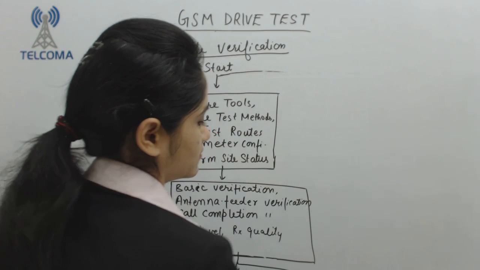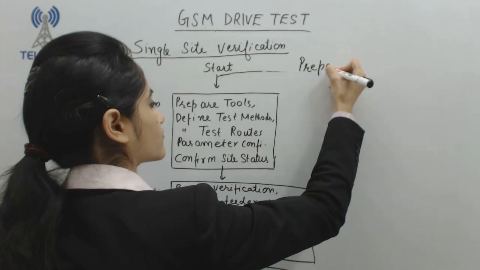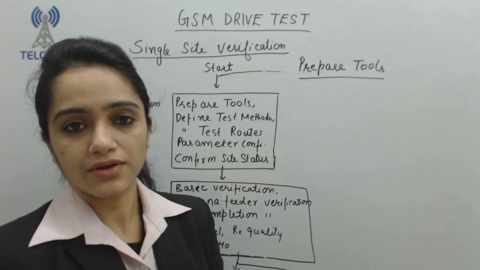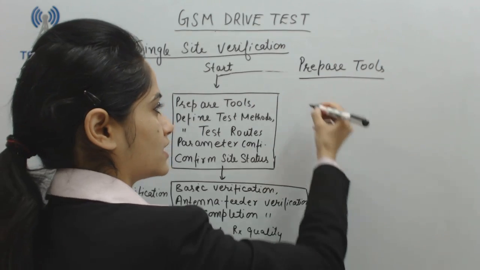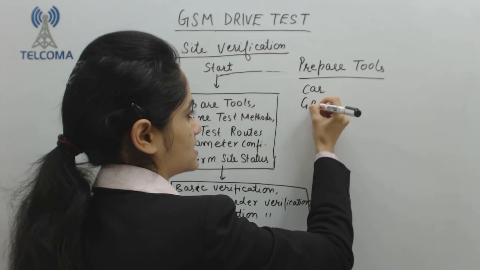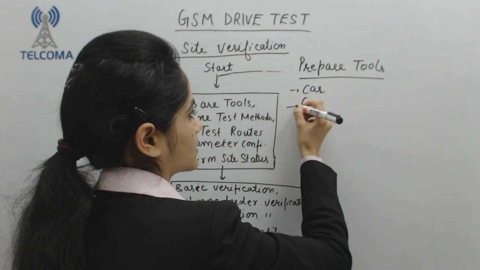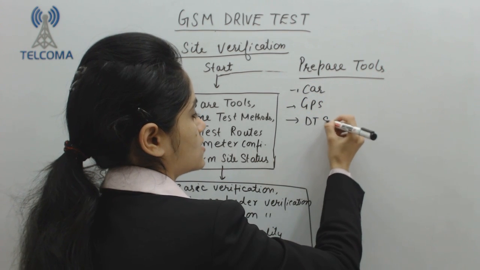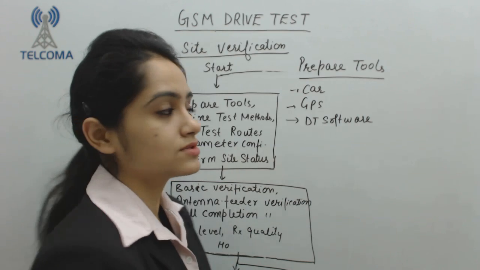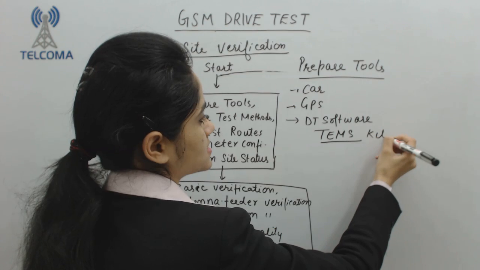Now prepare tools. So under prepare tools, what are the tools that are required for drive test? We require a car for driving. We require a GPS, global positioning system. Then we require DT software, like TEMS or NEMO; we can use either, and I've given TEMS here. So we want a TEMS kit.